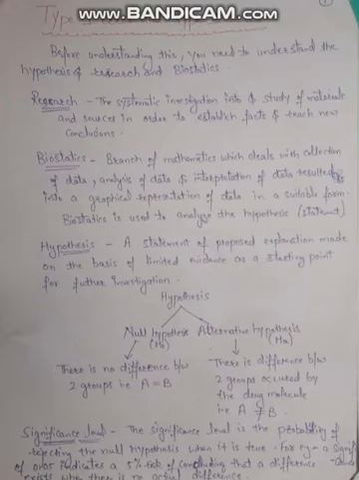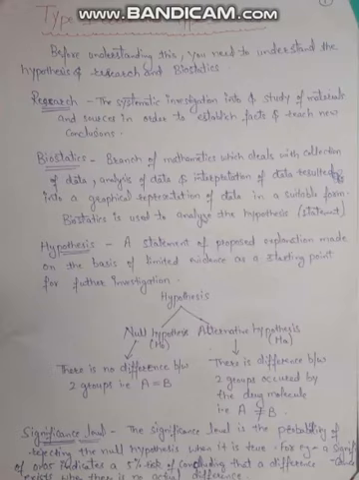So now we will talk about biostatistics. Biostatistics is a branch of mathematics which deals with the collection, analysis, and interpretation of data into a graphical representation. Basically, biostatistics is used to analyze the hypothesis. Now the term comes: hypothesis. What is hypothesis? Hypothesis is basically a statement of proposed explanation made on the basis of evidence.